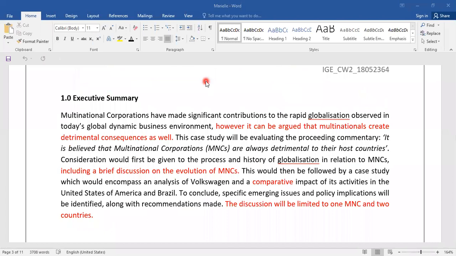Great. Could you indicate if you are seeing the report? It begins with the executive summary. There are sentences in red and sentences in black. Could you please indicate if you're seeing the report?